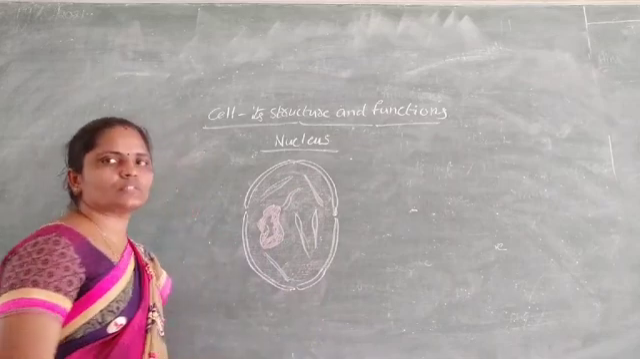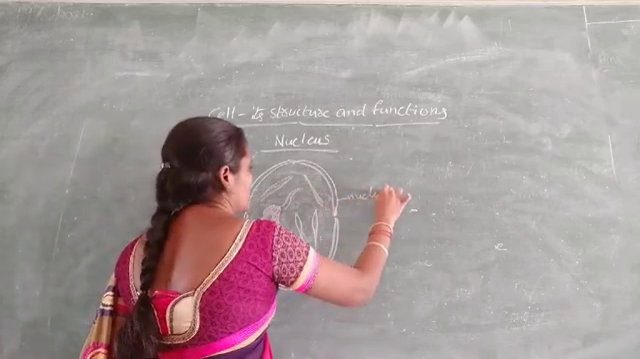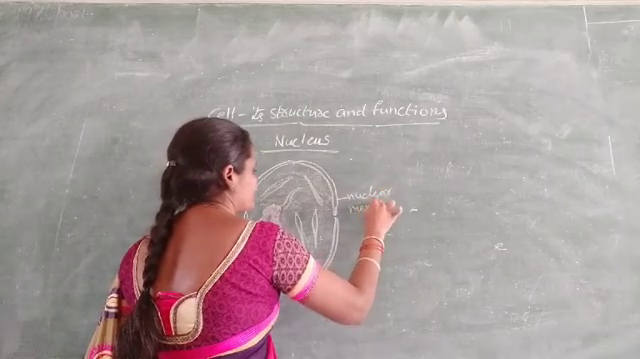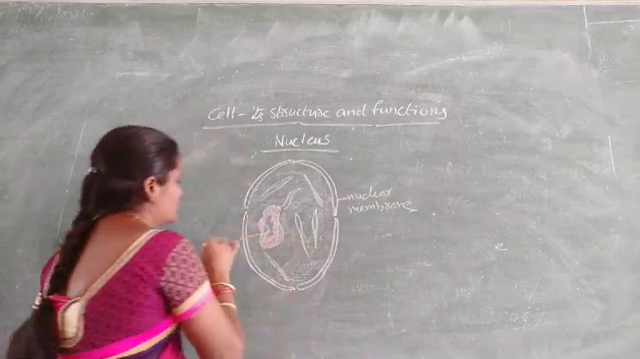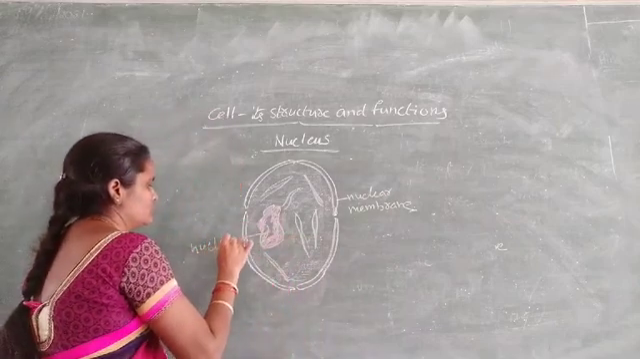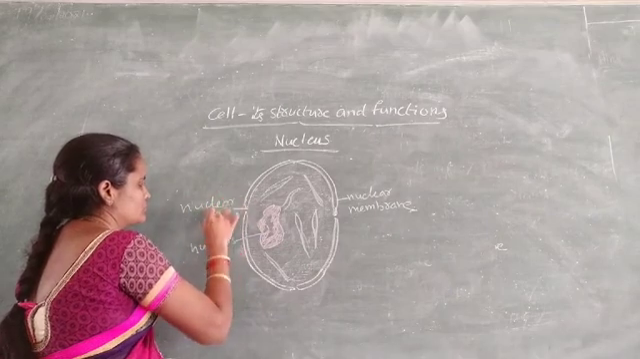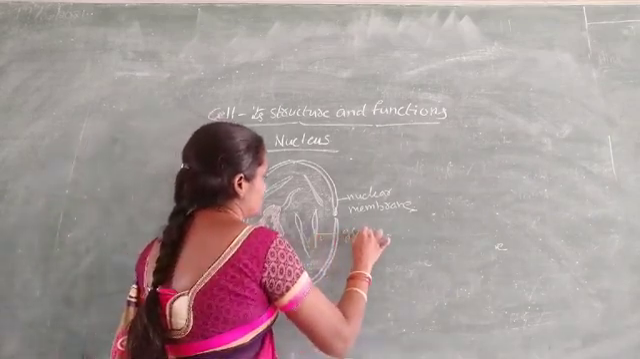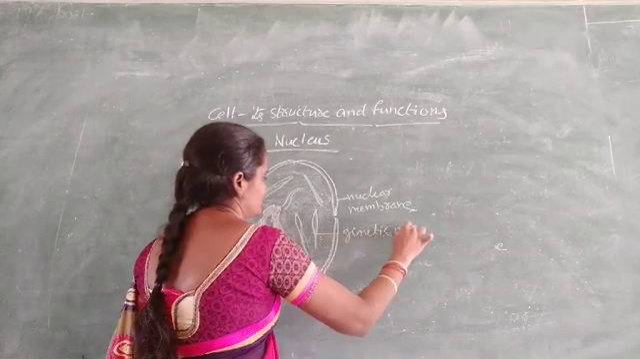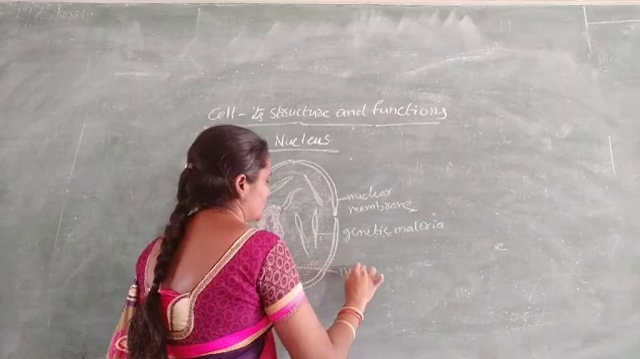So this is the structure of the nucleus. This is the nuclear membrane. This is the nucleus. This is the nuclear core. And this is the genetic material. And this is the nucleoplasm.